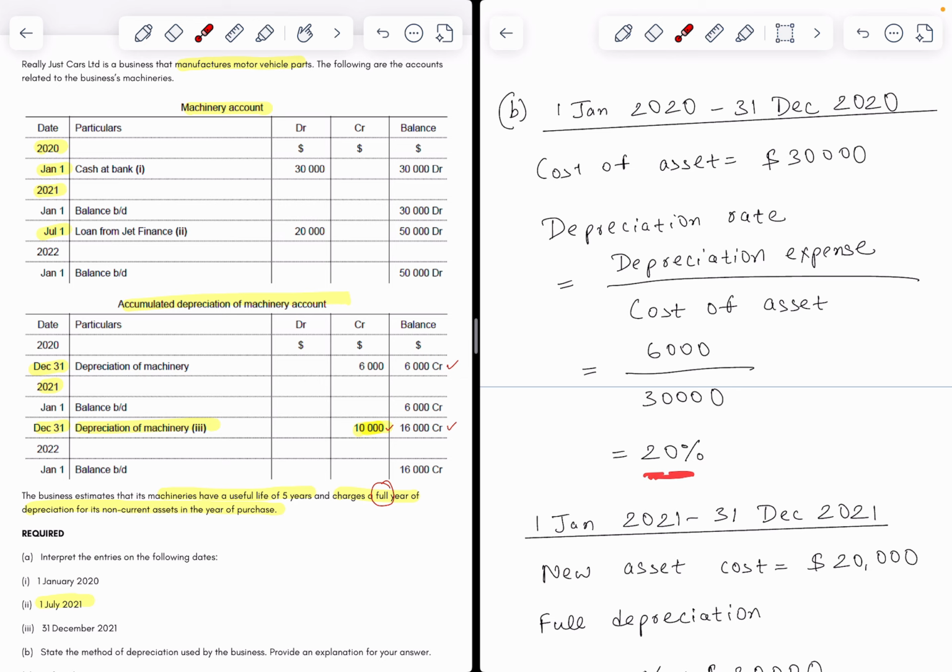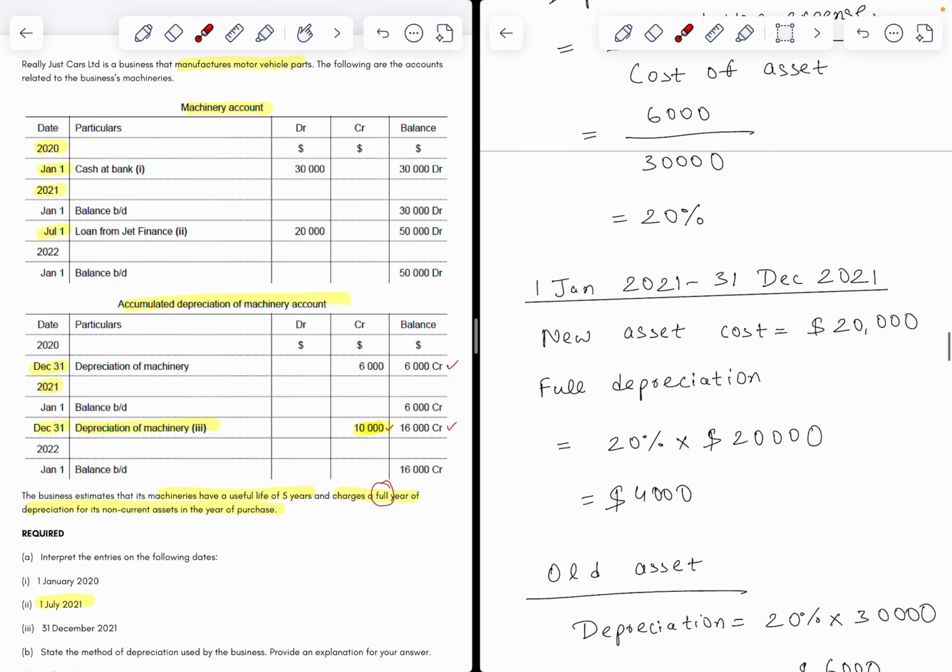All right. Now, what about the next financial year, which starts on 1 Jan 2021 and ends on 31 December 2021? So in this next financial year, we can clearly identify from the asset at cost account that on the 1st of July 2021, we bought a new asset by financing it using a loan from Jet Finance, and that asset had a cost of $20,000, right? And based on this paragraph that is given here, we know that we are to apply a full year of depreciation in the year of purchase.